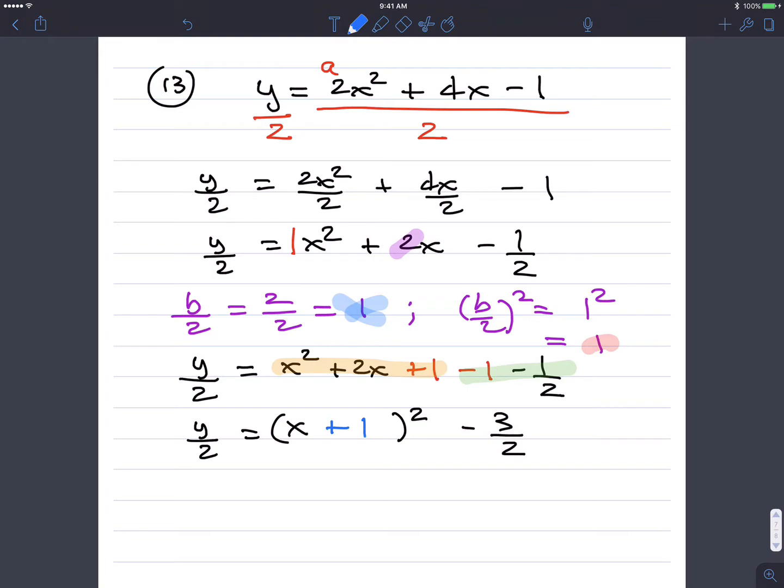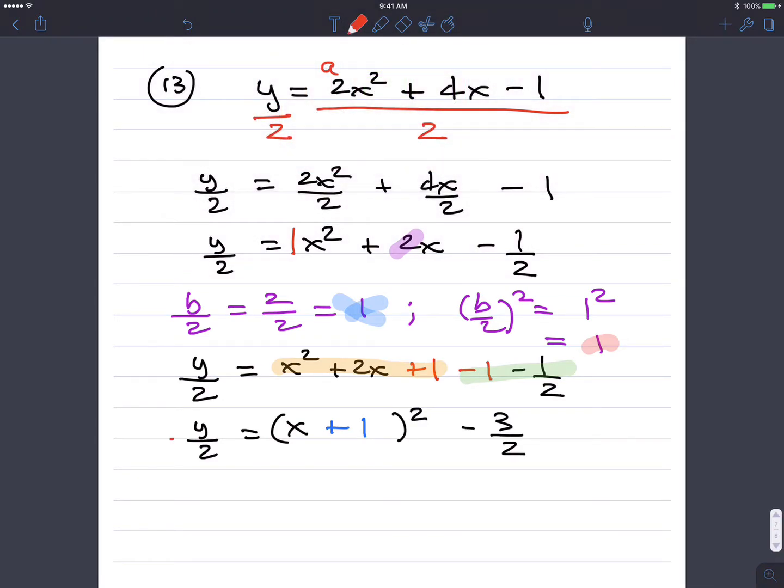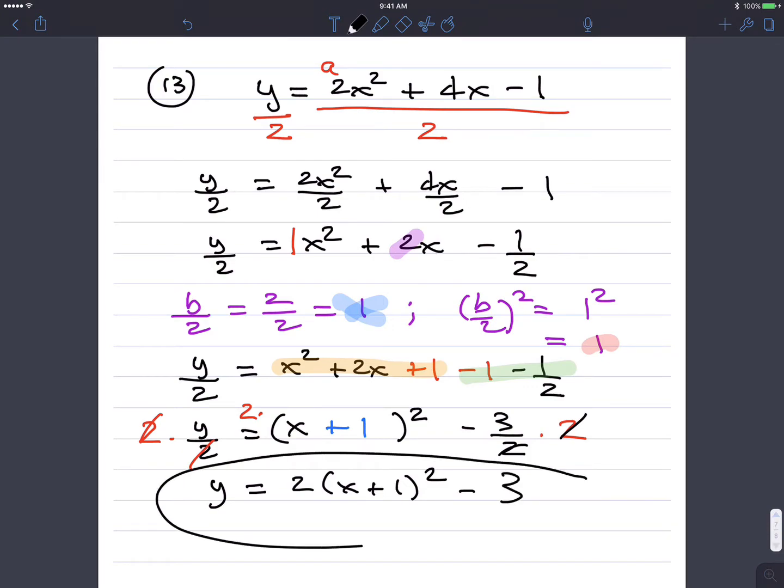I mean, we have completed the square, but we have y over 2 on the left. So how we handle this now would be simply to do the following. You're going to have to solve for y, which means you're going to multiply 2 to both sides. And do some arithmetic. On the left side, my 2's go away. So we now get the value y here. And that's 2 times x plus 1 squared minus 2 over 2 cancels, and that's minus 3. You have now completed the square.